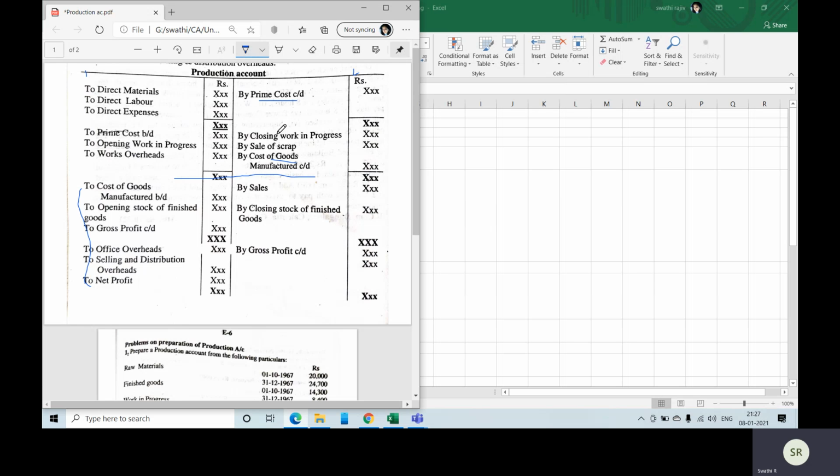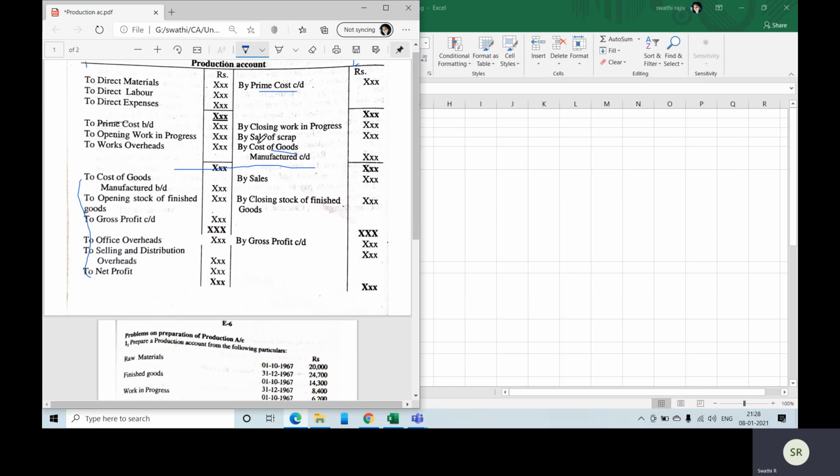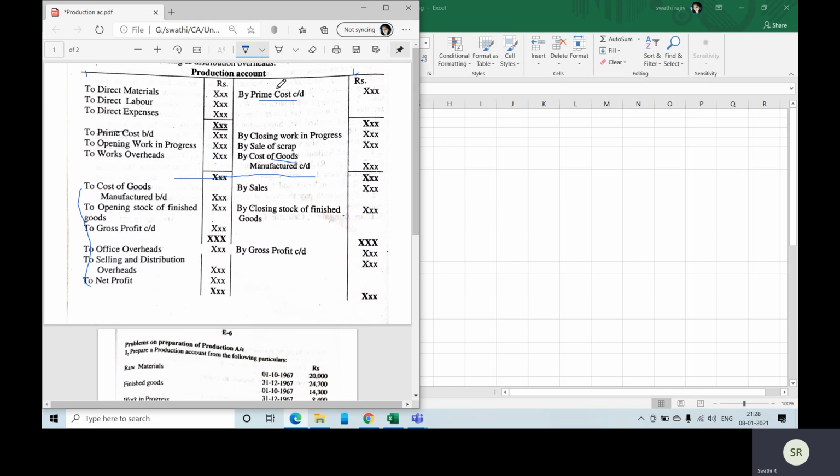And on the credit side, you have closing work in progress, sale of scrap, if any. Instead of deducting it from here, we are writing it on the credit side. In the cost sheet we used to deduct it because we don't have debit side and credit side. By sale of scrap, it's an income. So this is an accountancy ledger. Production account is a nominal account, hence income will be shown on the credit side. And finally, the balancing figure that you get is cost of goods manufactured, which will again be brought down.